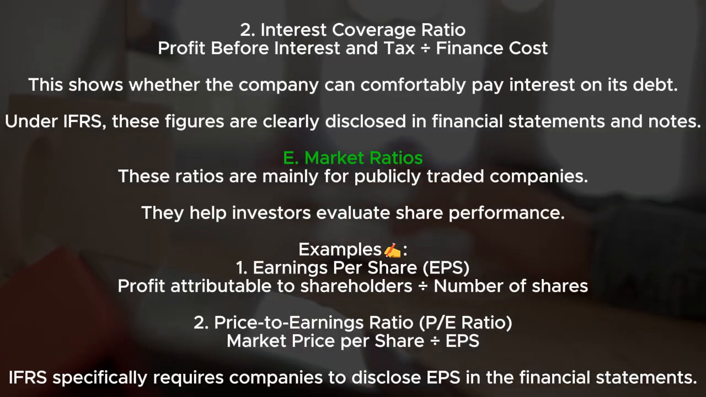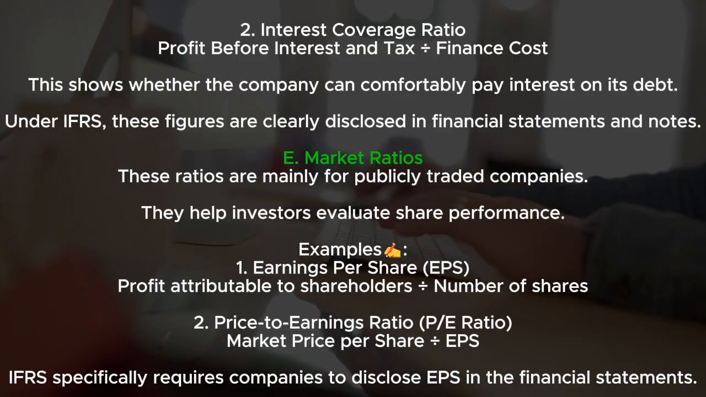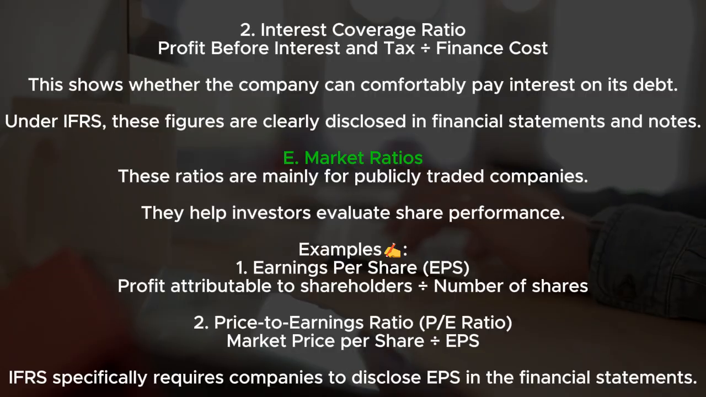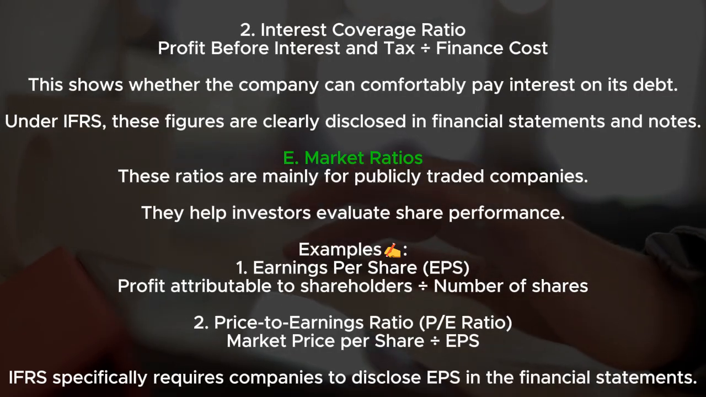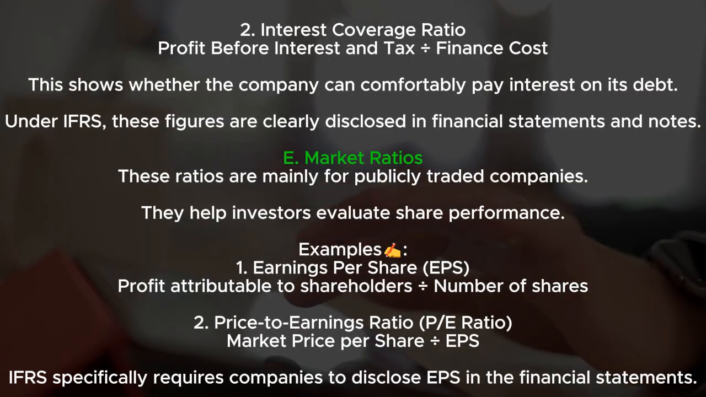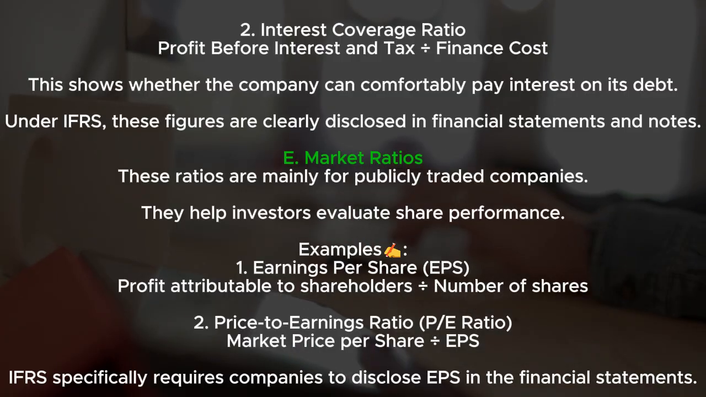E. Market ratios. These ratios are mainly for publicly traded companies. They help investors evaluate share performance. Examples. 1. Earnings per share. Profit attributable to shareholders divided by number of shares. 2. Price to earnings ratio, or P/E ratio. Market price per share divided by EPS. IFRS specifically requires companies to disclose EPS in the financial statements.